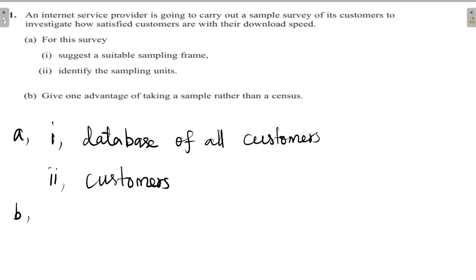Then part B. Give one advantage of taking a sample rather than a census. A census is taking data from each and every customer. A sample is taking data from a small group of customers. So the advantage is that it is cheaper. This is the first part.